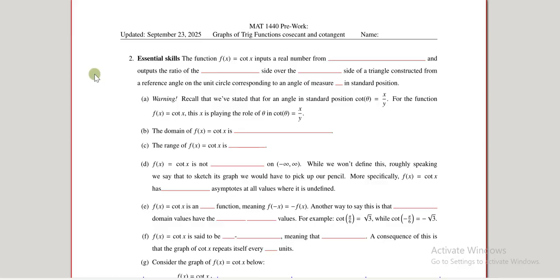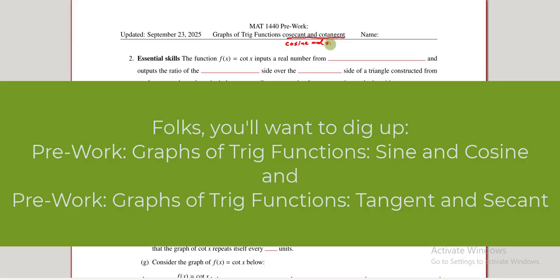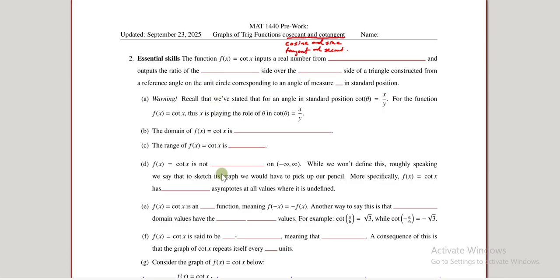What I would recommend doing is you want to find the pre-work. This pre-work is labeled graphs of trig functions cosecant and cotangent. You should find that you've already done the cosine and sine. I might have the order of the title backwards, it might be sine and cosine. And then you've also done tangent and secant. Again, I might have the order of those, but they should have the same title. So see if you can find those documents and review them. The answer is not just going to come to you. You'll want to review those documents and then try to use them to help you fill this out.